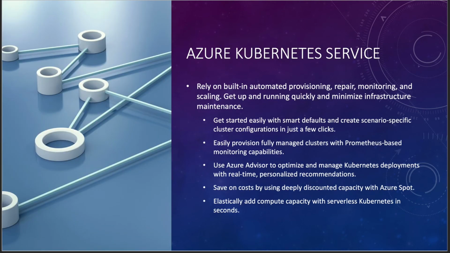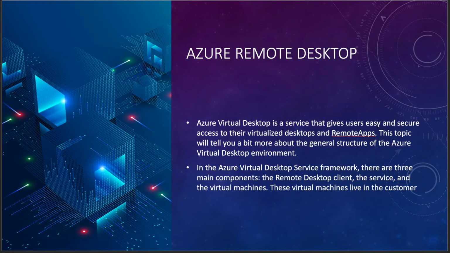You can rely on built-in automated provisioning, repair, monitoring, and scaling. And again, you get started easily. It's a managed service. You're only paying for the CPU cycles that you use. You have an advisor system that's going to optimize and manage your deployment. You can save on costs by using spot instances, right? Because you may not need the whole thing all the time. Spot instances are really good. And then you get a lot of elasticity because you can add serverless power in a heartbeat as you need it because your application is scaling.